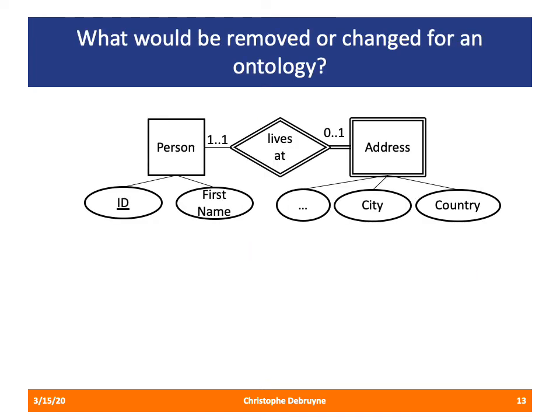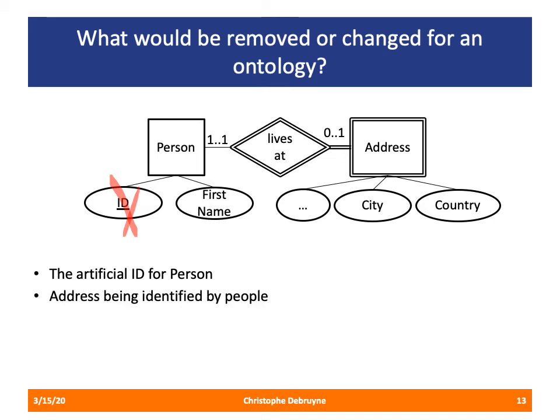So let's go back to our conceptual schema and use that as a basis for an ontology. Now, what could we remove from that schema or change so that it becomes a suitable basis for an ontology? Well, first, it is very unlikely that the artificial ID for a person is meaningful outside our information system, so we can leave that behind. We can then look at the various constraints in our conceptual schema. We have stated that an address is identified by people, which is very likely not true in the real world, so we should remove that constraint.